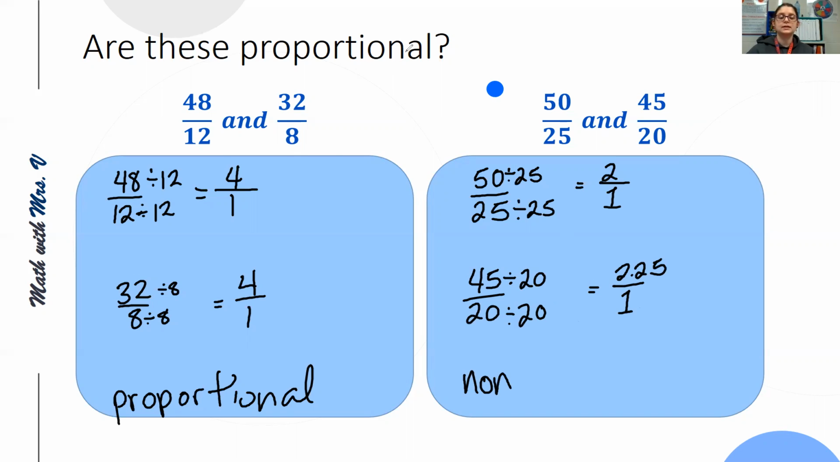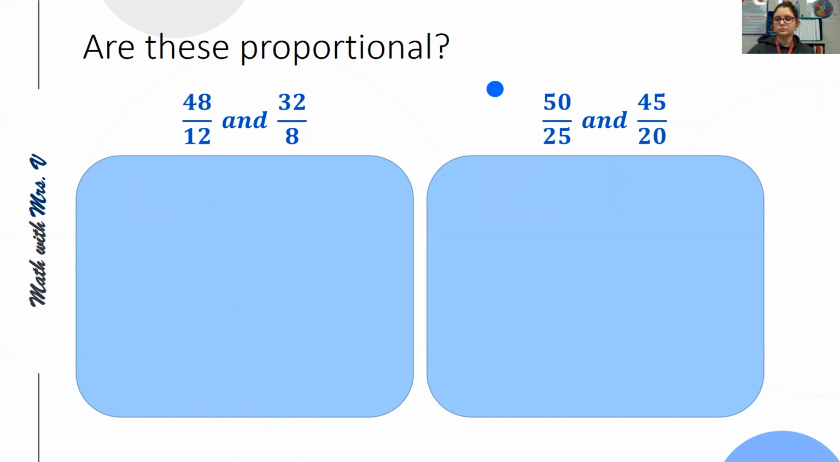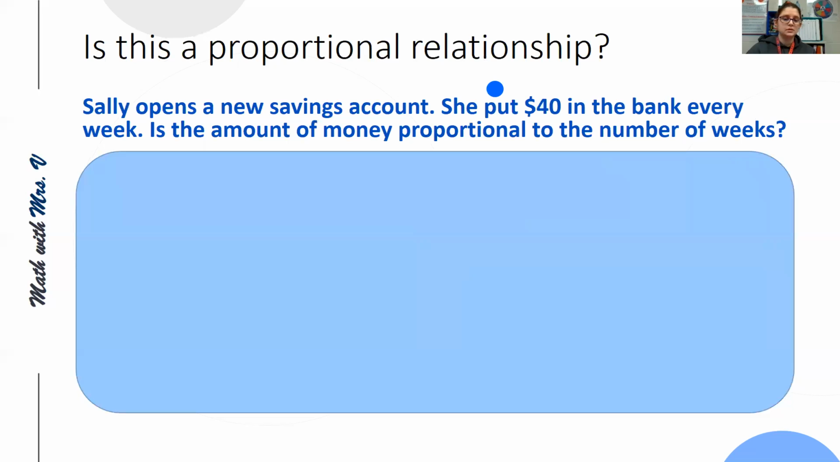So let's look at a few examples with word problems. So Sally opens a new savings account. She puts $40 in the bank every week. Is the amount of money proportional to the number of weeks? Okay, so in this case, we want to make a chart to organize our information. So we're going to make what's called a T-chart because it looks like a very large capital lowercase t. And on one side, we're going to put the number of weeks. And on the other side, we're going to put how much money she has in her account.